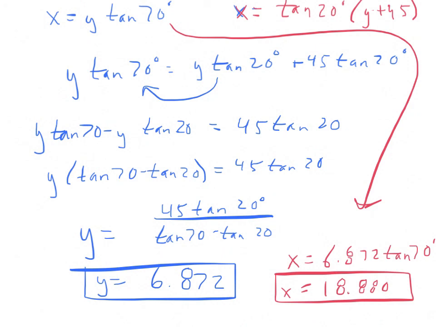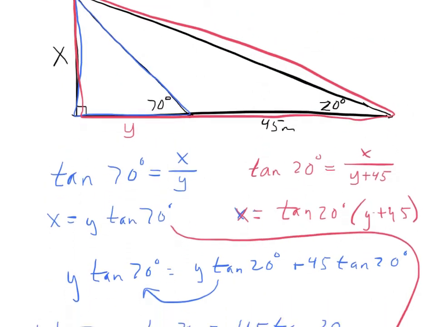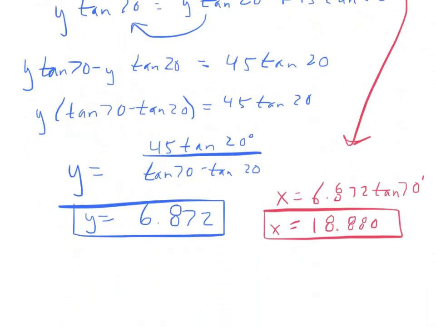Keep in mind, the question actually asked what the height of the flagpole was, and if my memory serves me, that was in my diagram, that was x. Yep. So the actual answer to the question, the thing that we were actually supposed to solve for, is this number of meters. It's 18.880 meters tall.